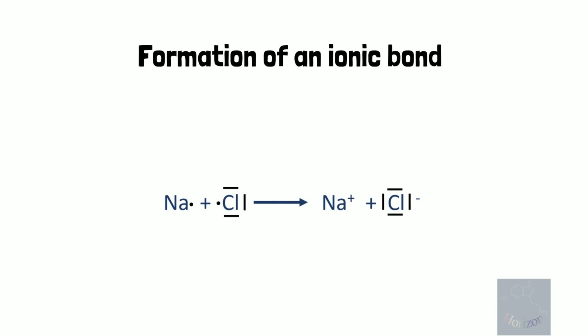Elemental sodium has only a single valence electron, or electron in the outer shell, shown here as a dot. Elemental chlorine, on the other hand, has a total of 7 valence electrons. 6 of them are present as paired electrons, in other words, 3 electron pairs, shown here with lines. The 7th electron is unpaired.